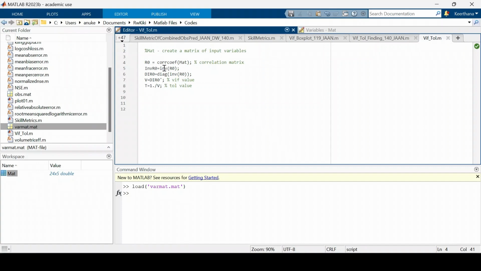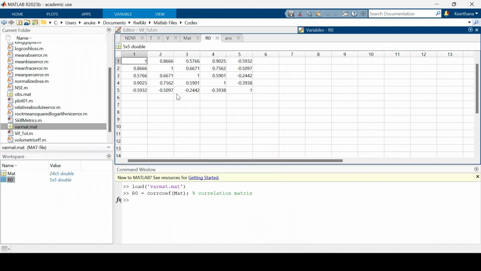The second step is to find the inverse of this correlation matrix, then find the diagonal of this inverse correlation matrix, and then transpose. This will give the VIF. That is, first we will find the correlation matrix, that is CORRCOEF of the matrix of the input variables. Then we will find the inverse of this correlation matrix, then the diagonal elements of the inverse of the correlation matrix, then the transpose of these diagonal elements. So let us run the code one by one.